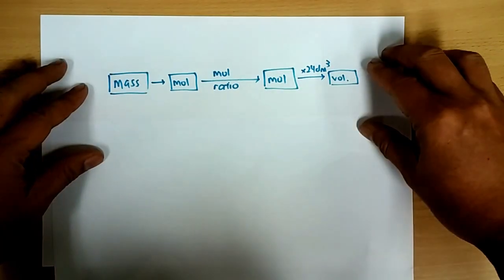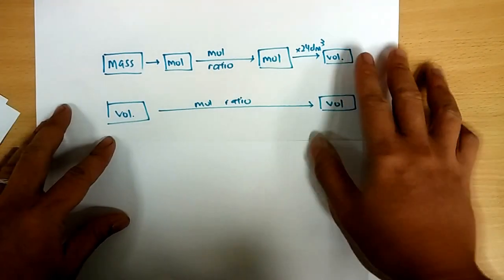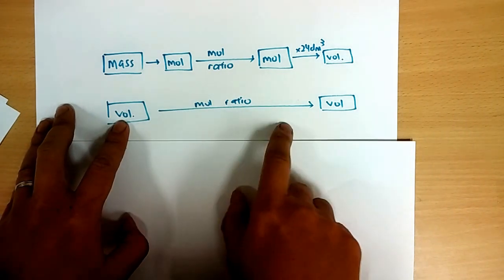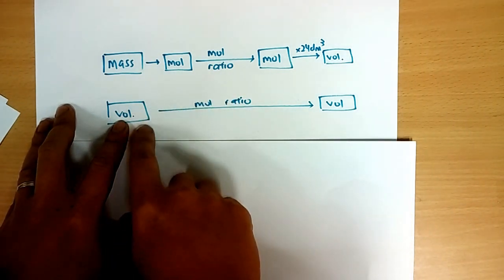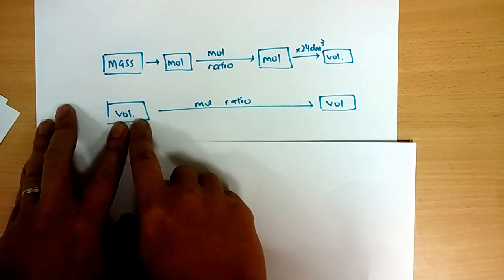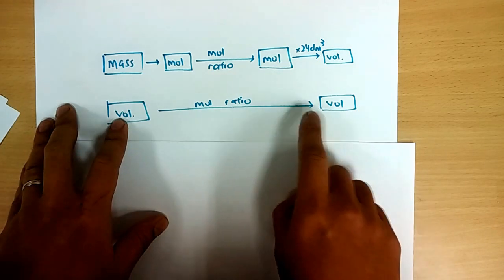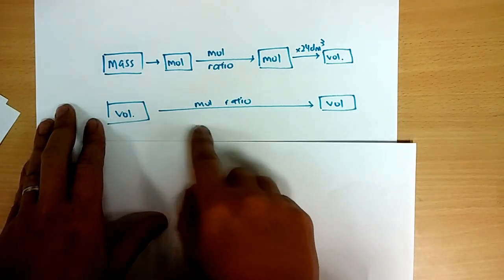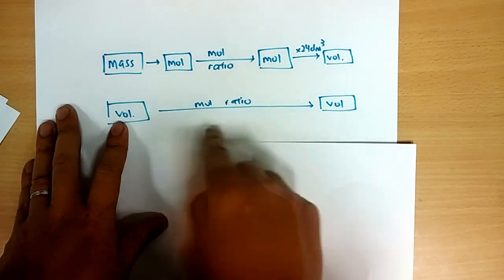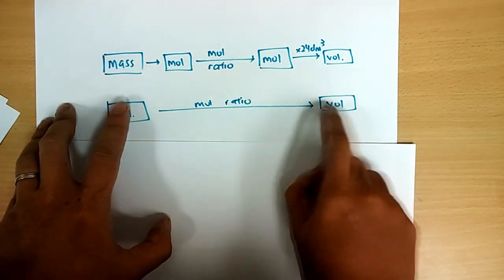Now what happens if you are given volume? If you are given volume, you can directly use mole ratio. It means volume is to volume, mole ratio is to mole ratio. So take the volume as a mole ratio because 24 dm cube is consistent for both sides. So you do not need to convert to mole because it will be the same. Because if you convert to mole, divide by 24, you times 24 again, it will be the same. So volume is the only thing other than mole that can be related.